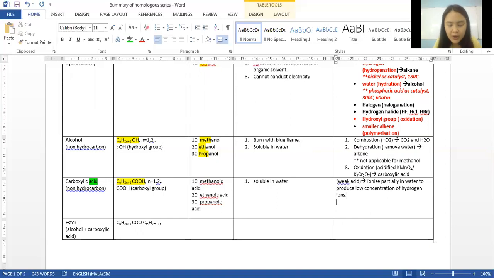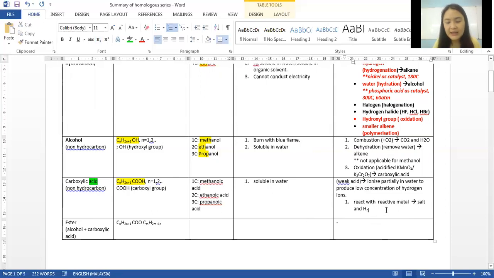Now, even though they are weak acids, they're still under the roof of acid, right? So they will have exactly the same chemical reactions like any other acid. For example, they can react with reactive metal, and when that happens, it will produce salt and hydrogen gas, H2. The examples of reactive metals that commonly react with acids are zinc, magnesium, so on and so forth.